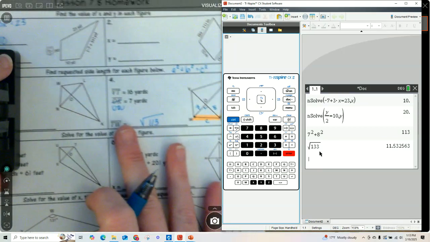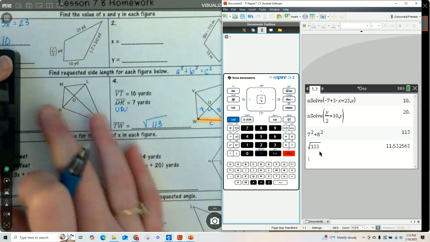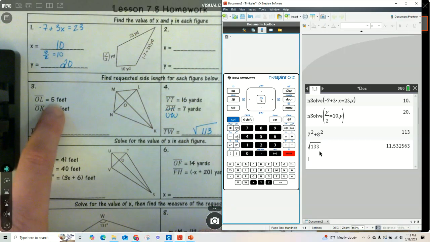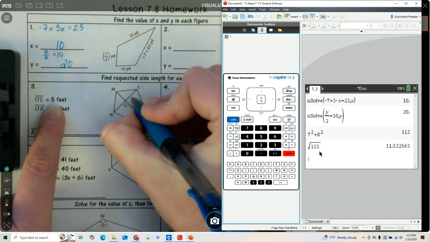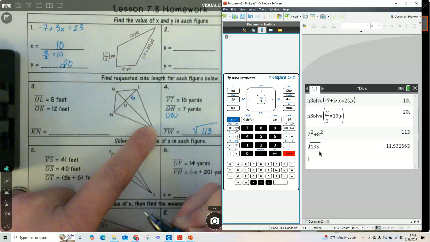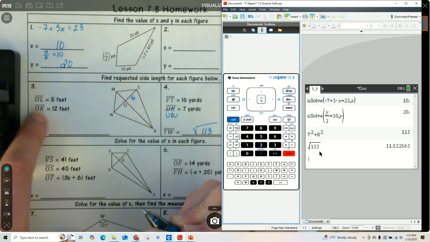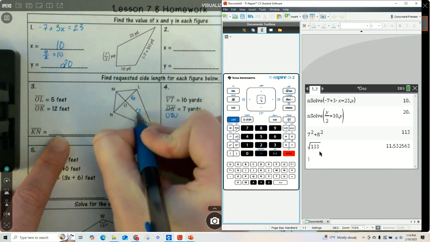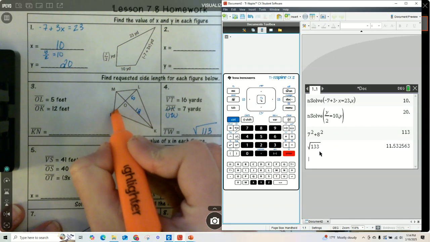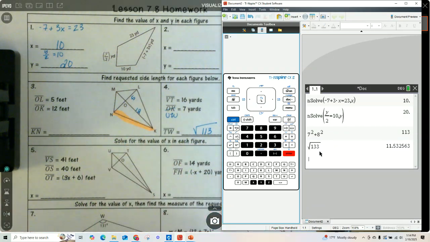I'm going to get the next one set up for you, but you're going to solve it. This one is a nice, pretty answer. Okay, so here OL is 5 feet, so O to L, this is 5 feet. O to K, yeah, that's what happened. It just didn't get switched. O to K is 12 feet. And it wants to know what KN is. That's this piece. Okay.